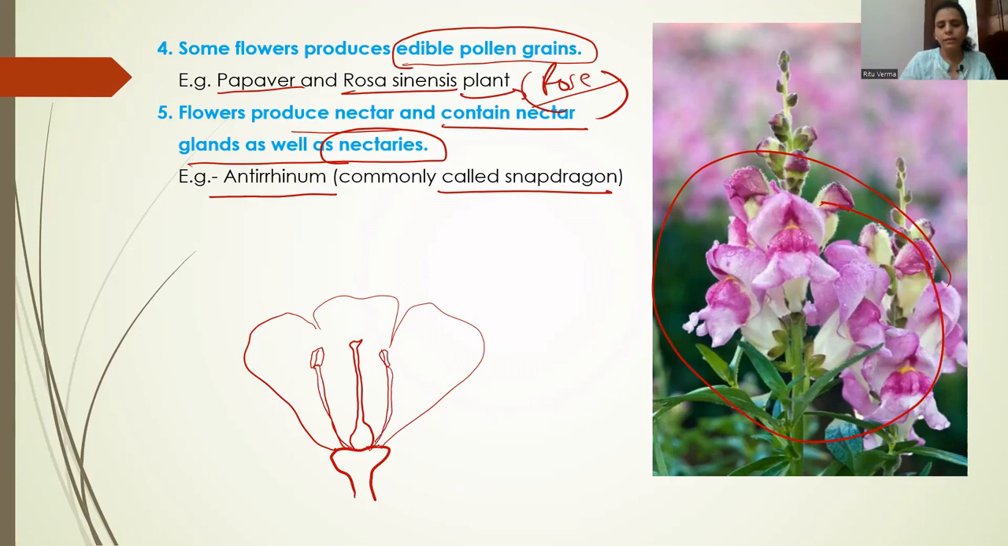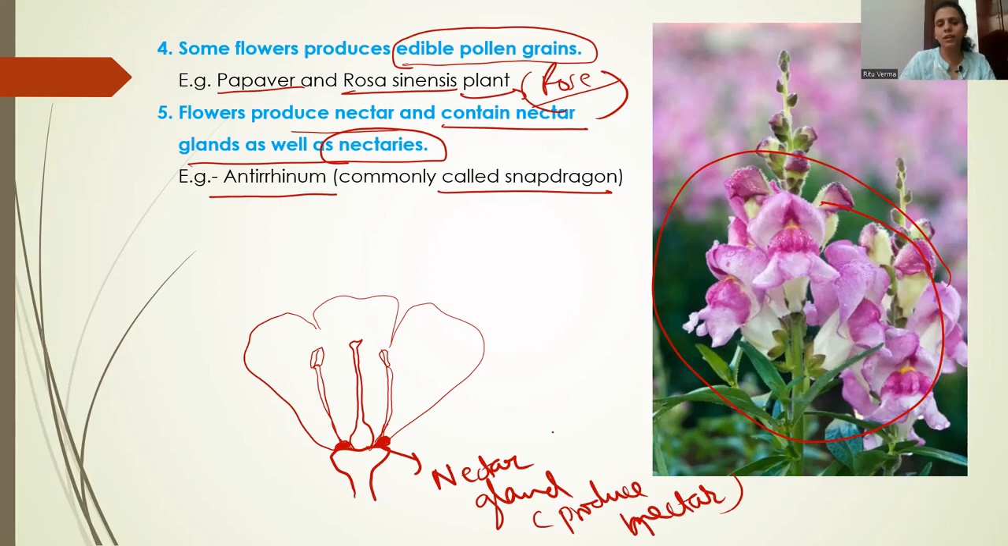Now at the bottom of this petal, I mean the part where these petals are attached to the thalamus, or you can see at the bottom of these filaments, there are some glands which are called nectar glands. And these nectar glands actually produce a sweet liquid which is called nectar. So nectar is a sweet liquid produced by these angiospermic flowers, which are supposed to be pollinated by insects.